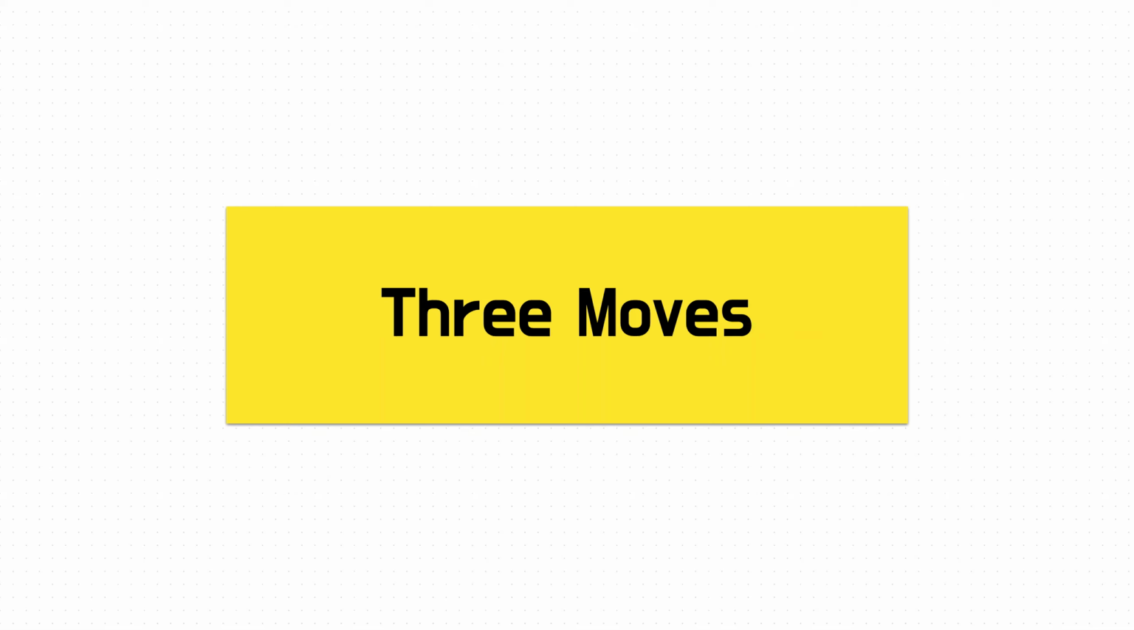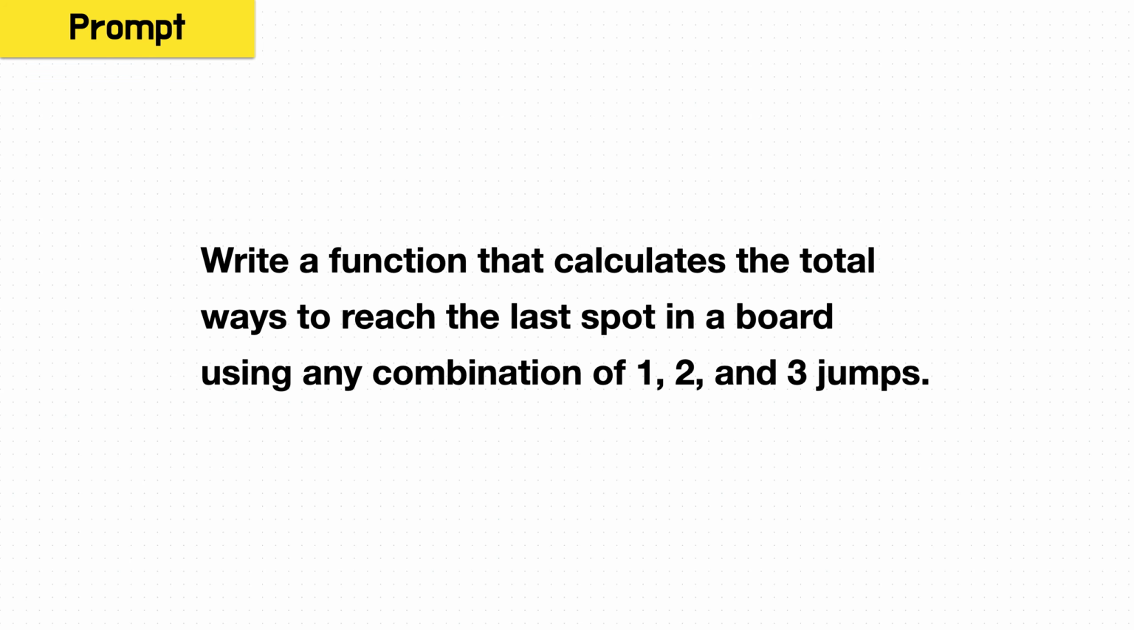Trey here, and in this lesson, we're going to solve 3 moves. This prompt states, write a function that calculates the total number of ways to reach the last spot on a board using any combination of 1, 2, or 3 jumps. So let's see what this means.